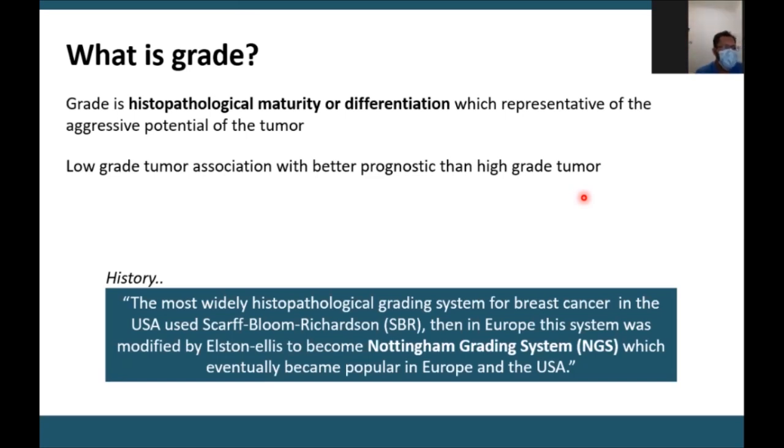Then, how do we assess the tumor grade? Currently, the system that is often used is the Nottingham grading system. This system is a modification of Scarff-Bloom-Richardson, as we know. And how do we assess with the Nottingham grading system?